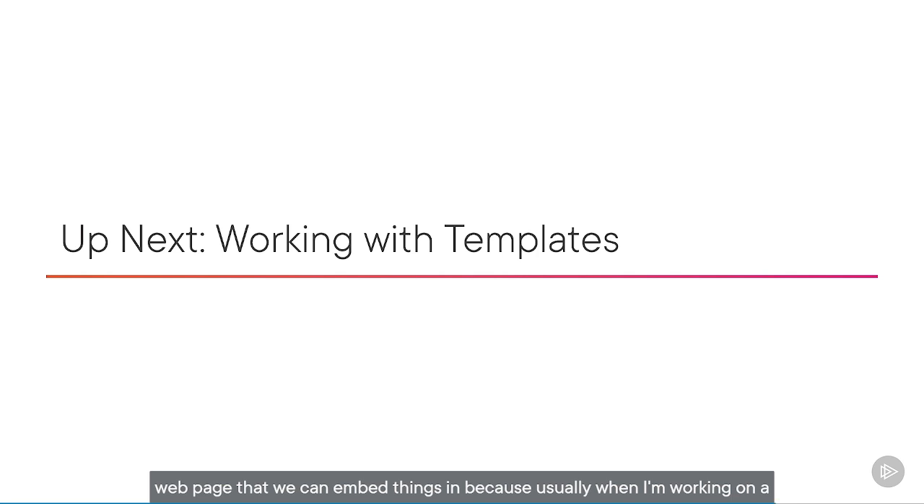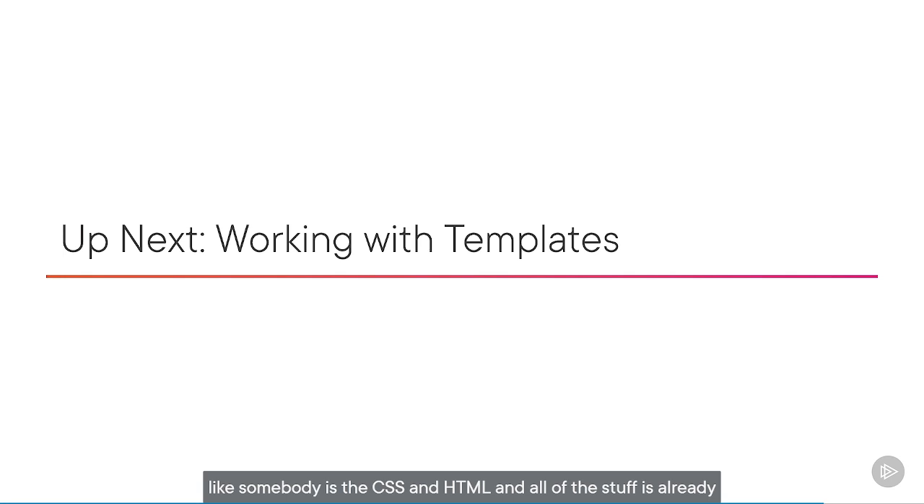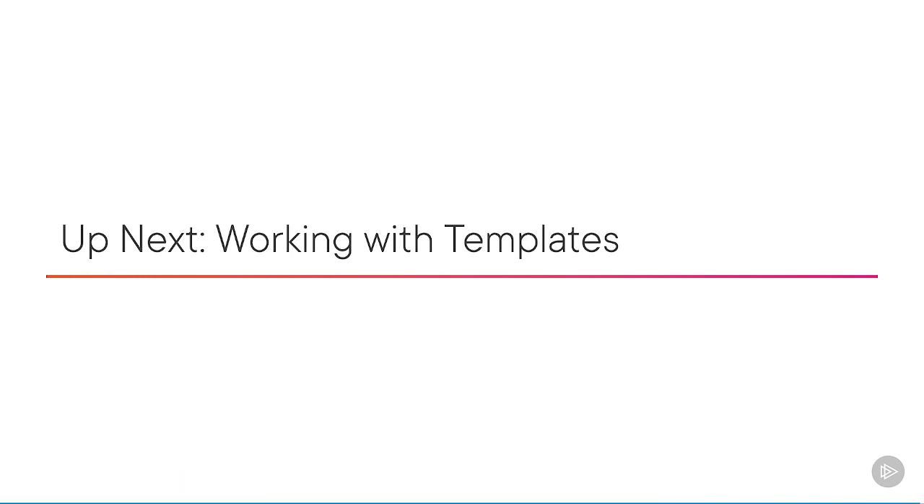Because usually when I'm working on a project for a client or for a company I'm working at, usually there's already a template. Like somebody has the CSS and HTML and all this stuff's already there, and I'm just embedding my dynamic pieces into it. So that's the model we're going to follow for this, so you kind of know how to get all that situated in your project. So let's take a minute and get a template installed and get that working, and then we'll start embedding data from there.